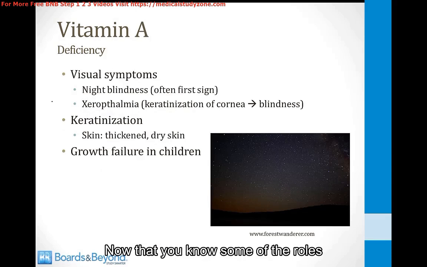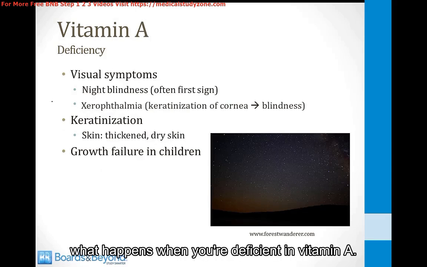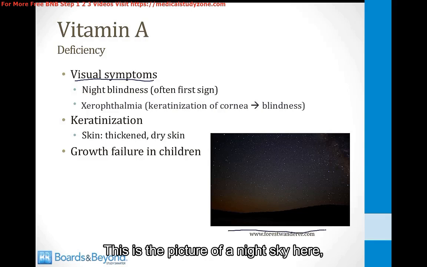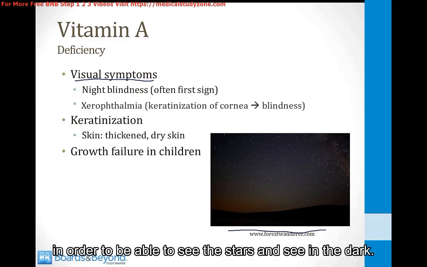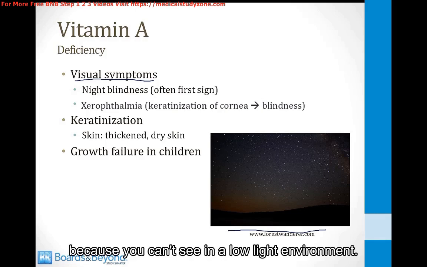Now that you know some of the roles that retinoids play inside the body, it's easy to understand what happens when you're deficient in vitamin A. First of all, you can develop visual symptoms. One of the first signs that often develops is night blindness. This is the picture of a night sky here. You can see that there is very little light, and you need well-functioning retinas in order to be able to see the stars and see in the dark. If you're deficient in vitamin A, one of the first things that happens is when you go out at night, you feel like you are blind because you can't see in the low light environment.